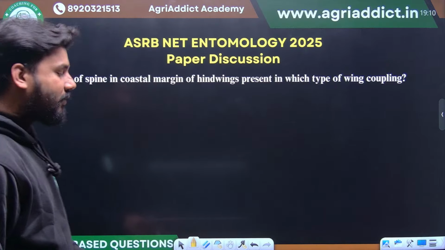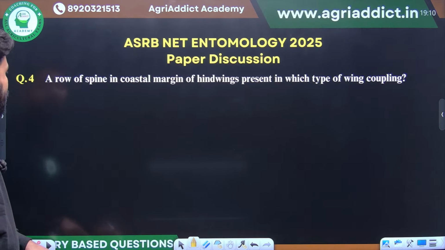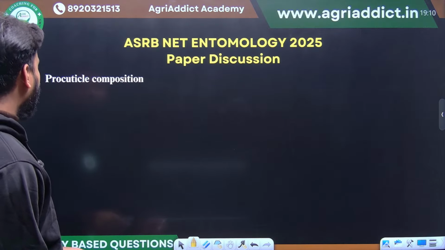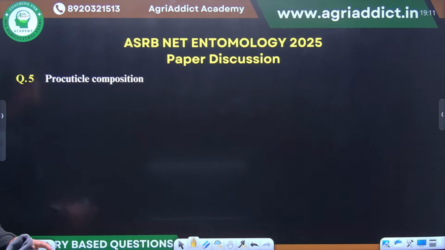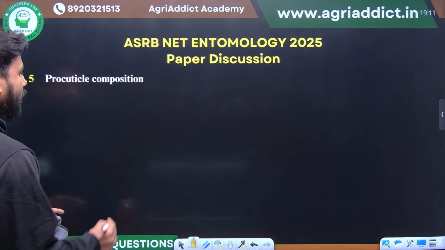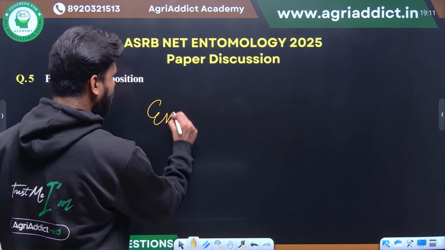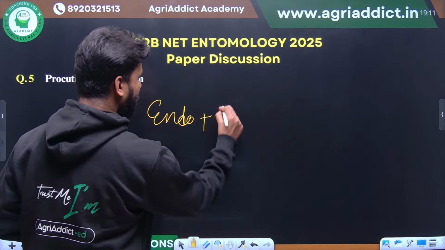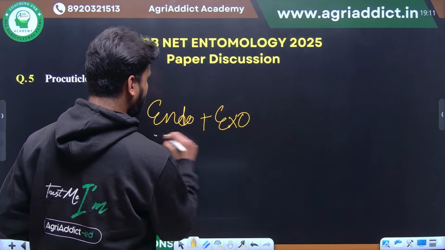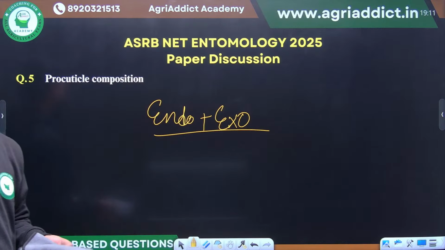Now coming to question number 5. What is the composition of procuticle? Procuticle consists of endocuticle plus exocuticle. So this is also a very easy question.